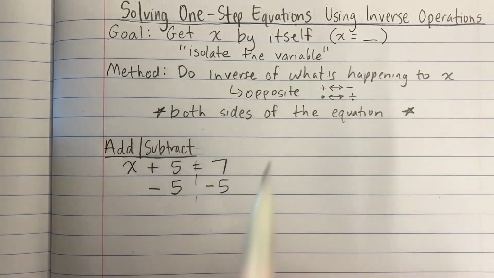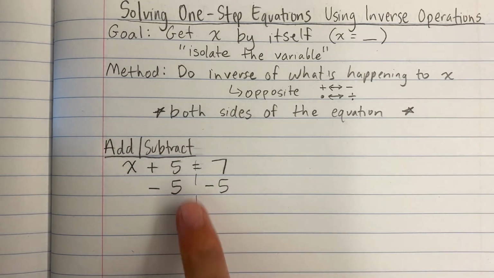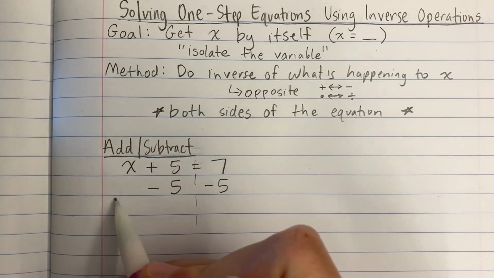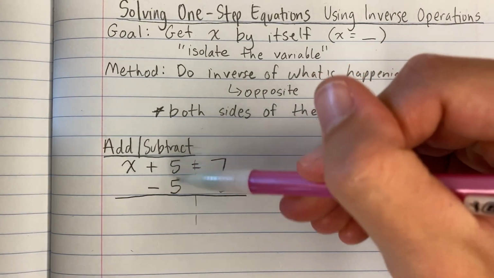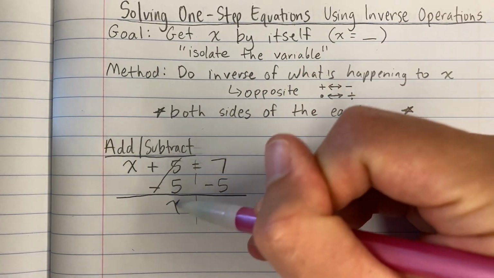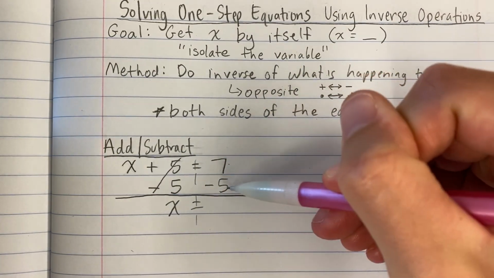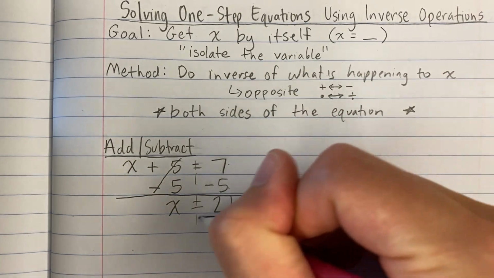The reason is these two things are equal. This, x plus 5, is equal to this, 7. So in order for them to stay equal, I have to do the same thing to both sides. Okay? So this is 5 minus 5. That's 0. Okay, that's 0, and we don't write it. We're going to write x equals 7 minus 5 is 2. And this is your answer.